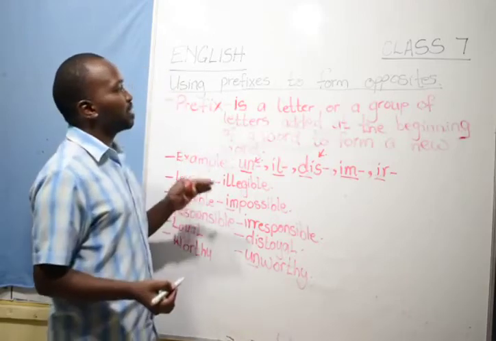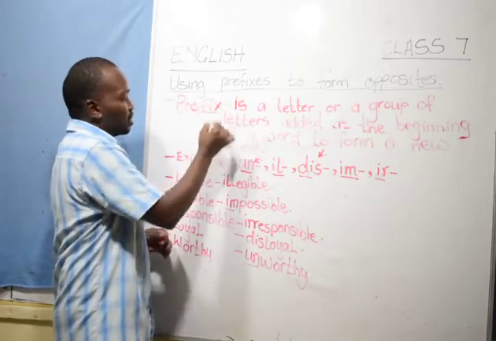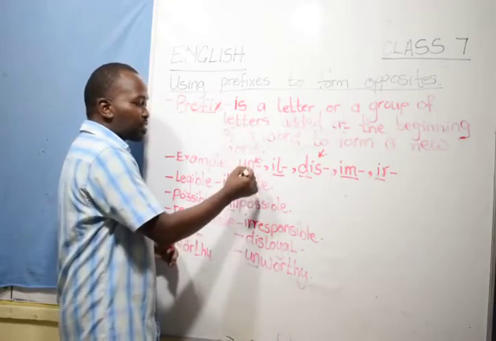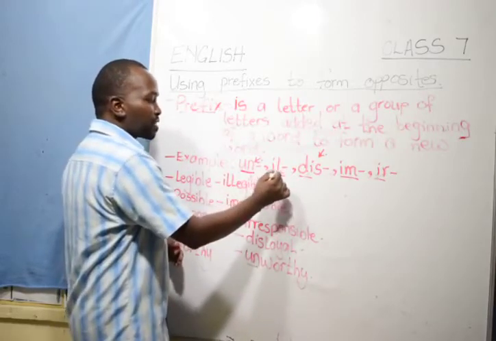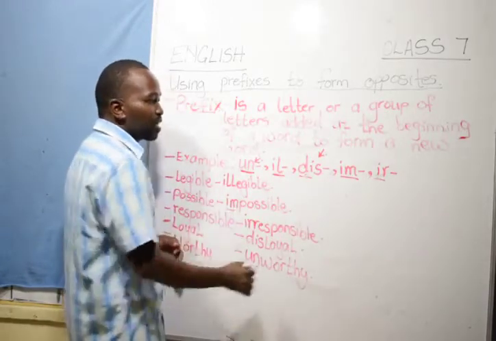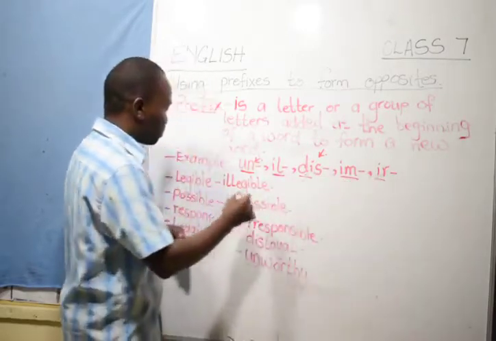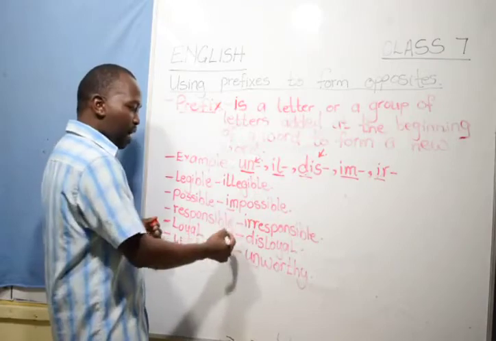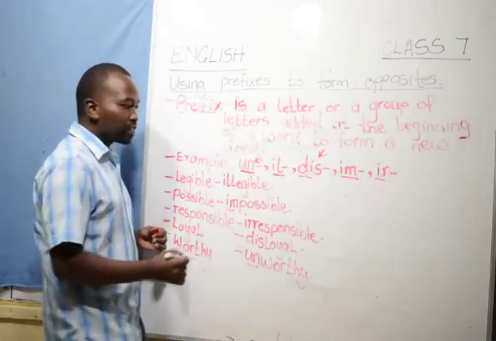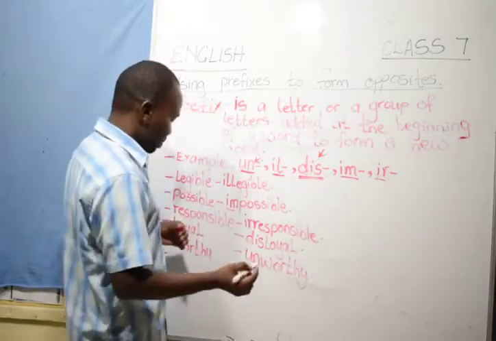So therefore, we can see that by adding particular prefixes to particular words, prefix un, prefix il, prefix dis, prefix im, and prefix ir, in front of certain words, we are able to form opposites. Now, finally, it is important to be careful when you're using the prefix dis in particular words.